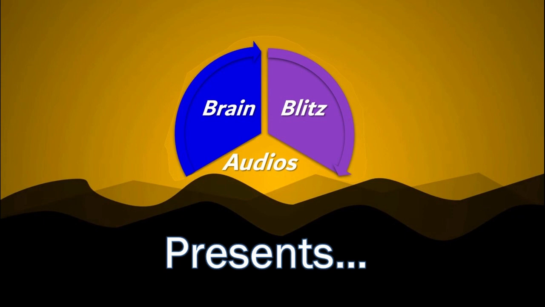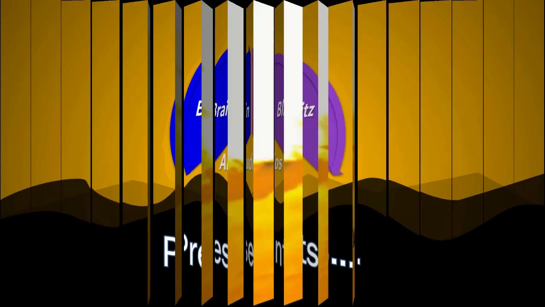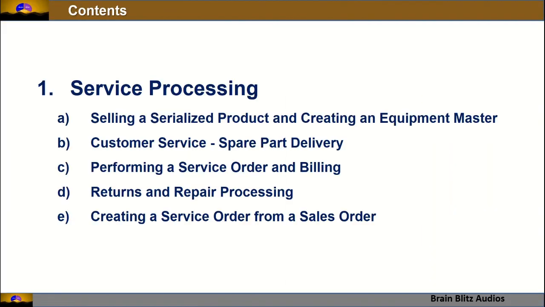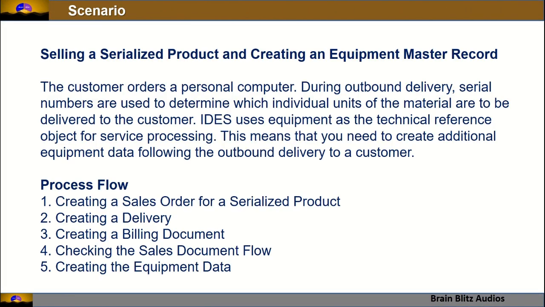Hello everyone. So let us continue the transaction processes for the customer service processes. In the previous session we talked about the transaction entries. So for the scenario service processing, the first one, which is the selling of a serialized product and creating an equipment master record, we created the sales order, then we created the delivery. So now we need to create a billing document. So let us go through the system, then see how we can create the billing document.